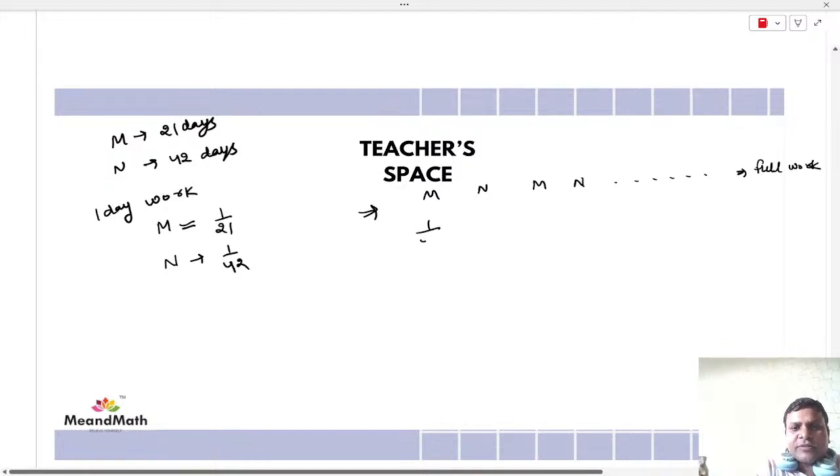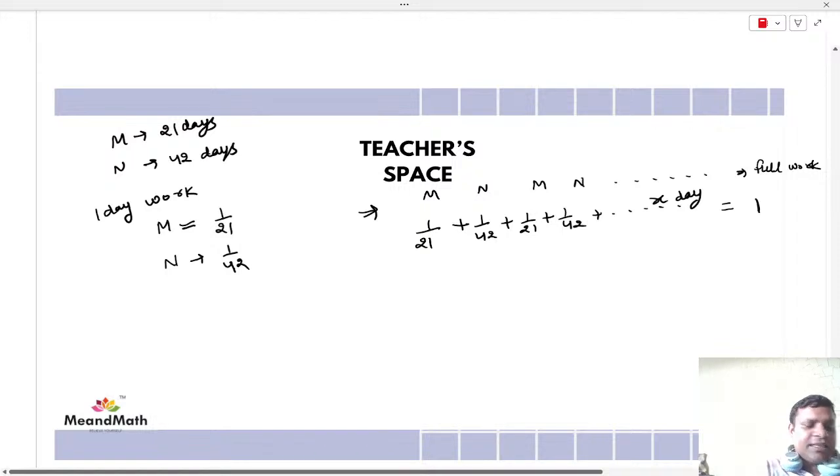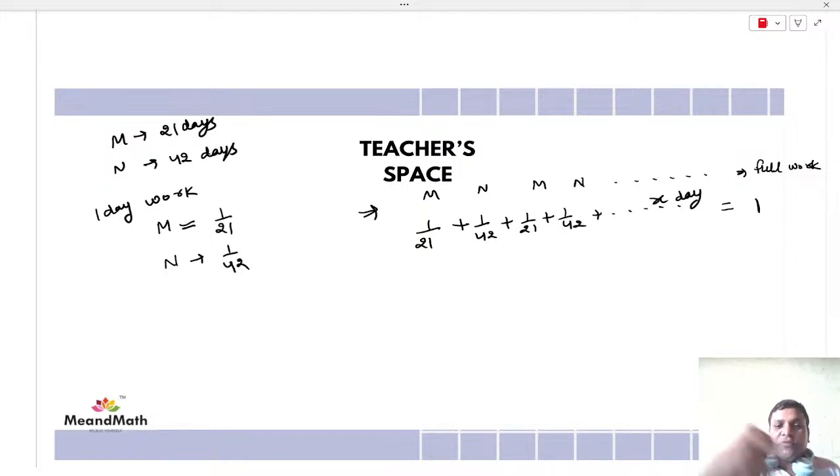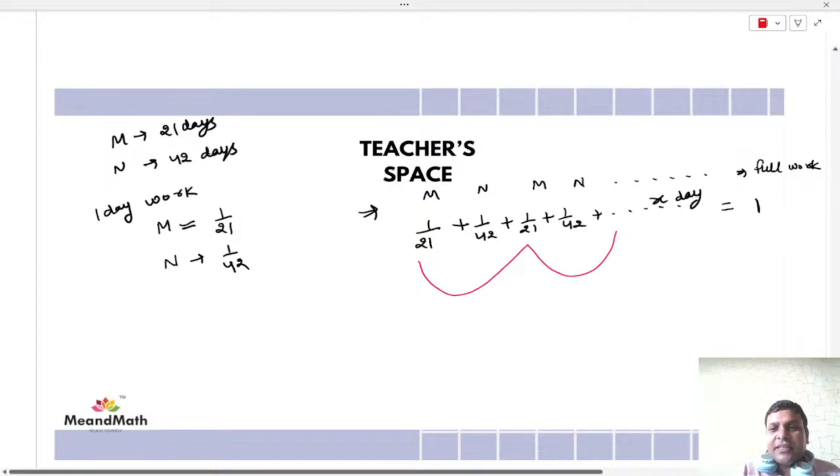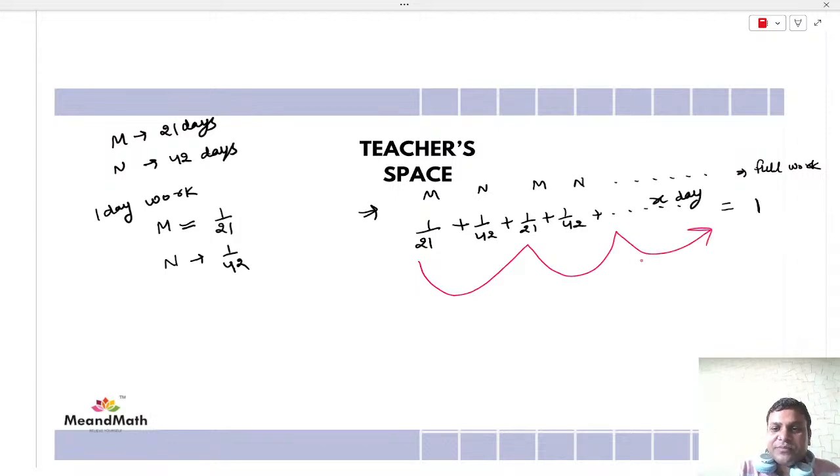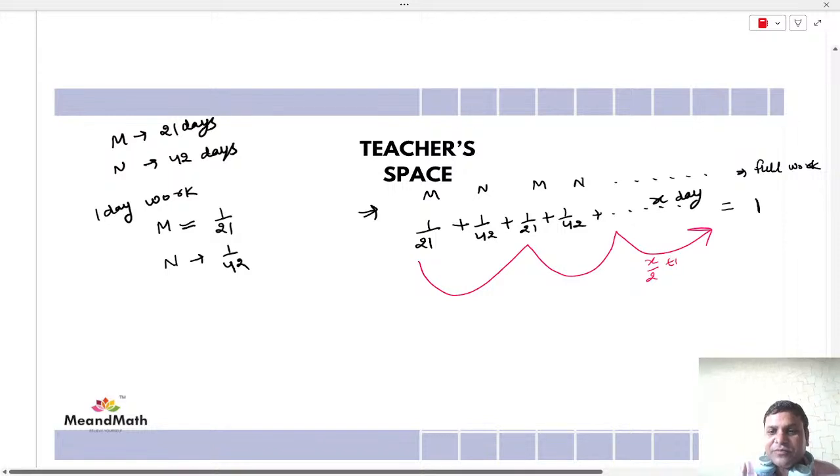So on the first day, how much work will complete? 1 upon 21. The next day, 1 upon 42. The third day, 1 upon 21. The fourth day, 1 upon 42. Let's suppose in X days they will finish the work. This addition is a very important part. Why important? 1 upon 21 is repeating. How many times? X by 2 times, because the total number of days is X.